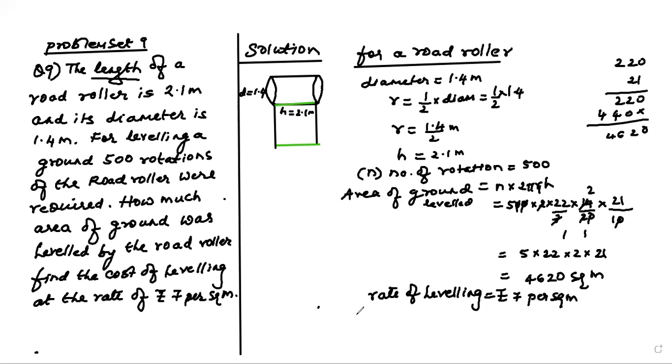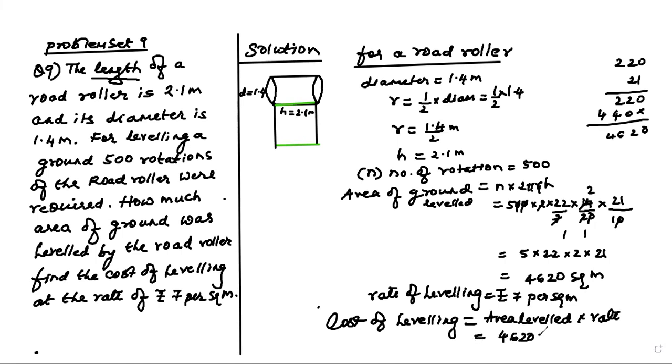Okay. So the cost of leveling will be how much, children? Area leveled into rate. How much was the area leveled, children? 4620 into rate ₹7. So how much do you get? 7 zeros are 0, 7 twos are 14, 42, 43. 7 fours are 28, 32. So 32,340 rupees. Cost of leveling will be 32,340. I don't think this is a difficult question, children. I'm sure everybody got it. We go to the next sum, children.